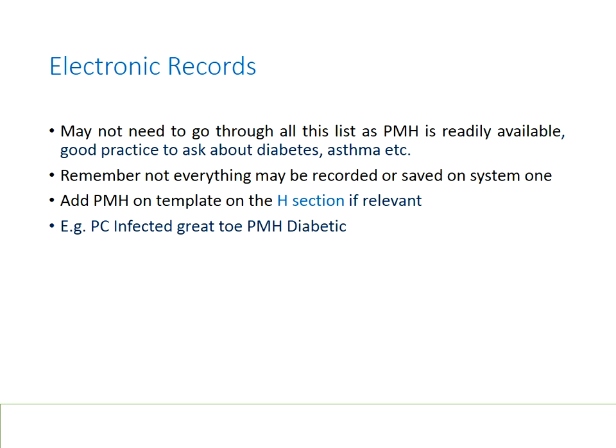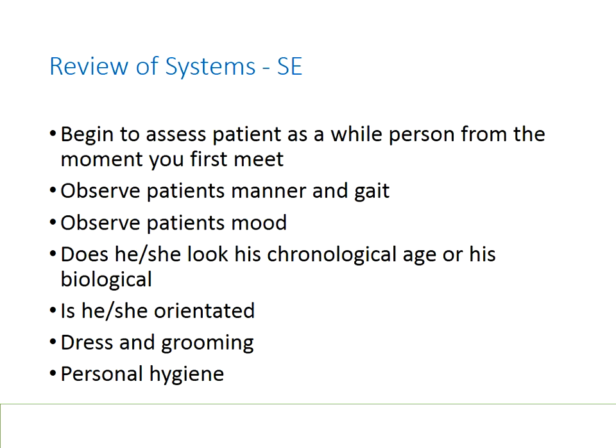So the next part is our systems review, or systemic review, abbreviated to SE. So we begin to assess patients as a whole person from the moment you first meet. Observe the patient's manner and gait. Their manner can tell you a lot about them, whether they appear to be guarding, whether they're in obvious pain or discomfort. Their gait might reveal how bad an injury is.